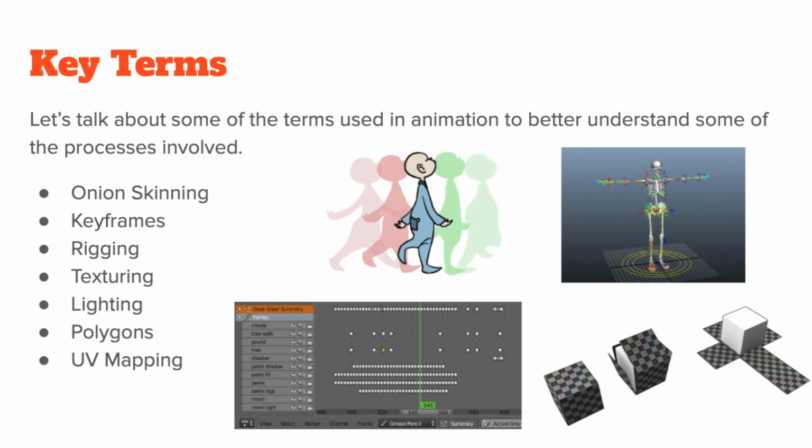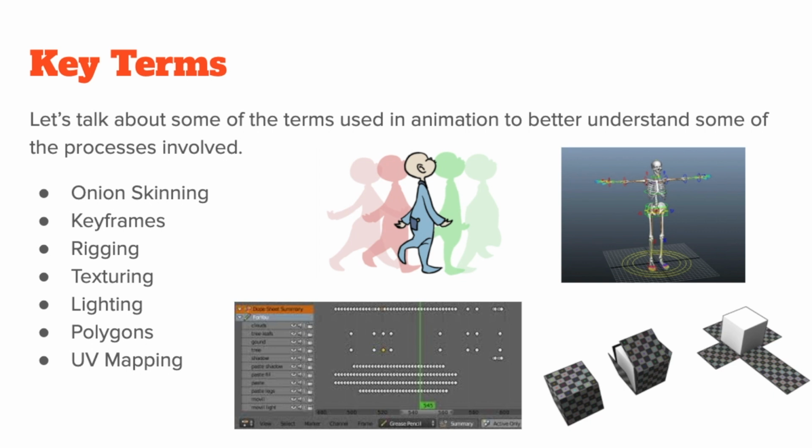Rigging. Rigging is when you set up the bones and the legs and the skeleton structure of a 3D model, usually a character, and then you can manipulate those around inside the programs. Texturing is what the material looks like on top of your 3D model. Lighting, fairly obvious. You can light different things in scenes inside Unity and also Blender.